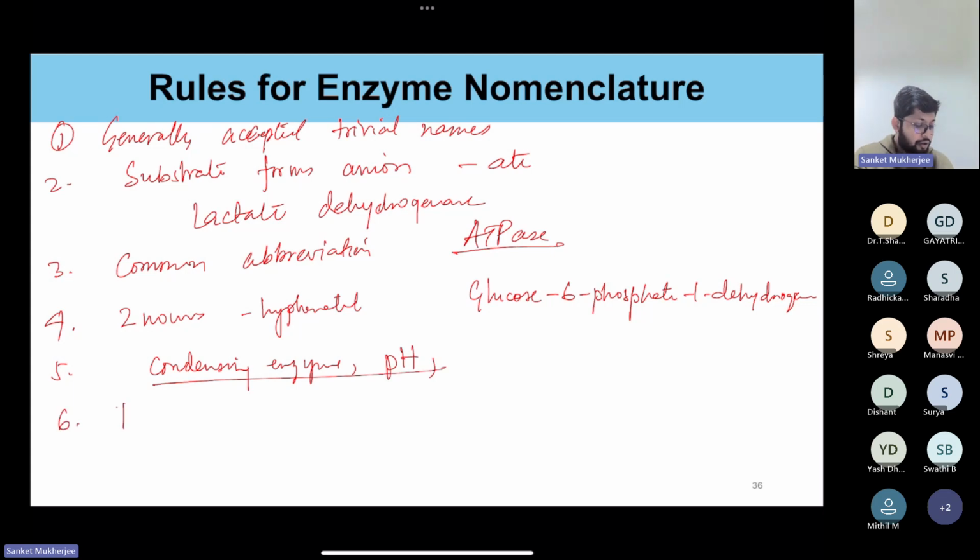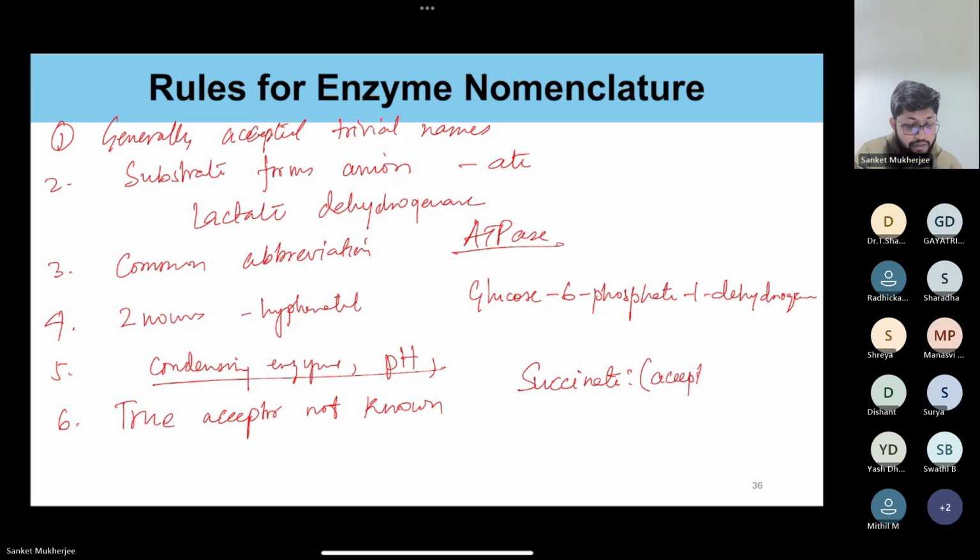When a true acceptor is not known, basically, if you do not know what the acceptor of the enzyme is in the physiological system, then you write acceptor in parentheses. So let's say succinate, you'll write acceptor oxidoreductase. So you know it's an oxidoreductase class of enzyme. It accepts succinate in your system, but ideally, what that enzyme uses as a substrate is not known.